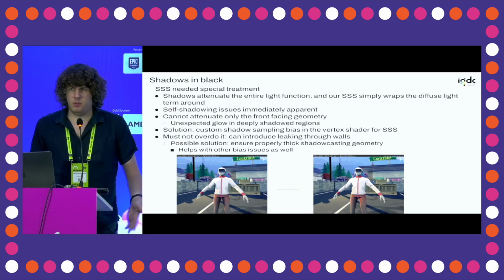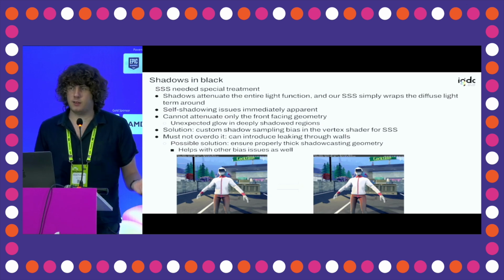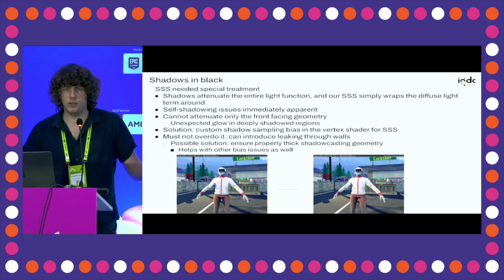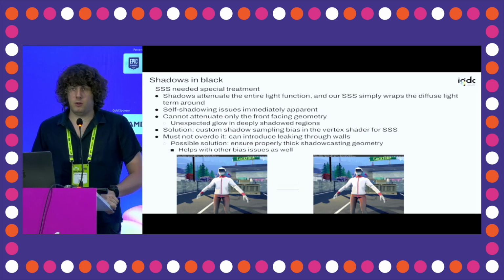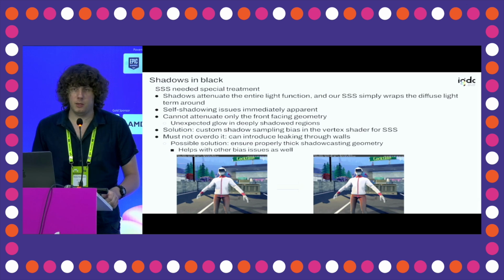Because we used shadows, we did need to have some hacks for SSS, because our SSS is just wrapped diffuse, and that means that self-shadowing artifacts can become really, really apparent. So we just introduced a custom bias for these shaders to offset the sampling position, but we do have to be careful with that and not overdo it, because this can actually cause some light leaking, but it was not a problem for us.